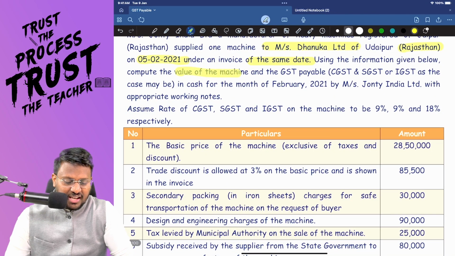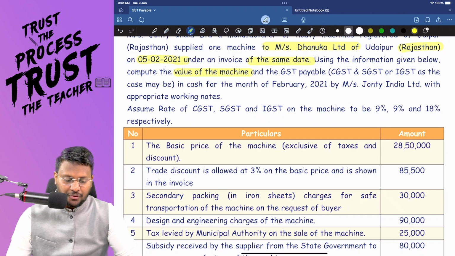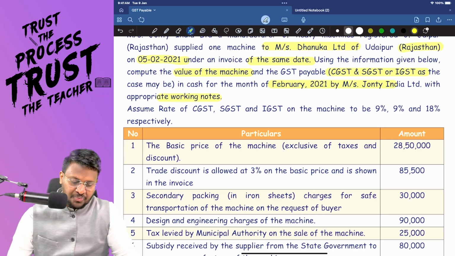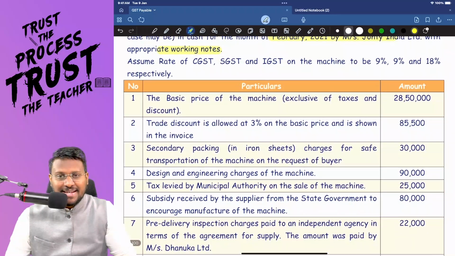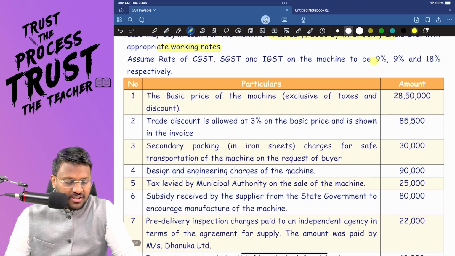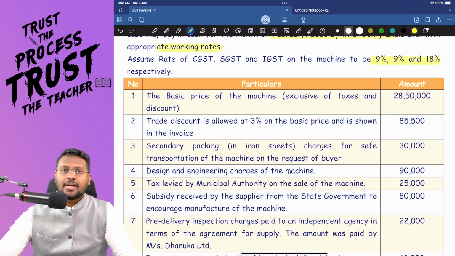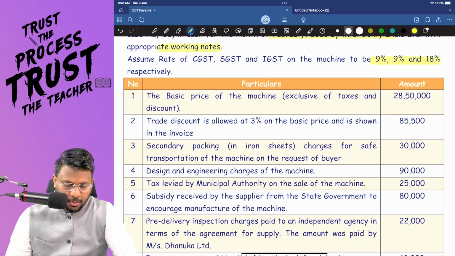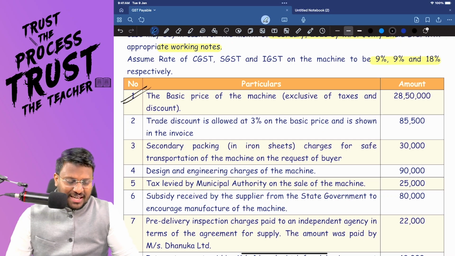That means basically they are testing the value of supply as per section 15, and GST payable, CGST, SGST or IGST as the case may be, in cash for the month of February by Messrs. John T. India Limited with appropriate working notes. Assume the rate of CGST, SGST and IGST on the machine to be 9%, 9% and 18% respectively. Point number 1: the basic price of the machine excluding taxes and discount is 28,50,000.